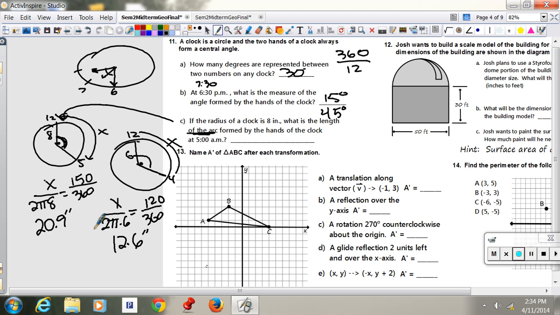Because this is the entire circumference. Part of the circumference over the whole circumference, part of the degrees over the whole degrees. Part over whole, part over whole. You've got to stay consistent on those. Length of the arc.